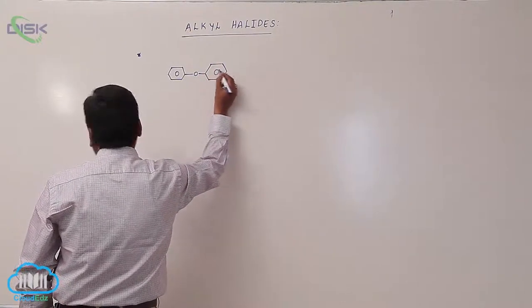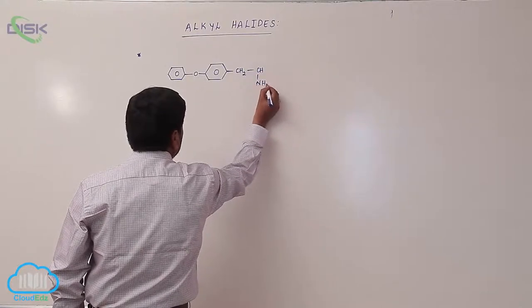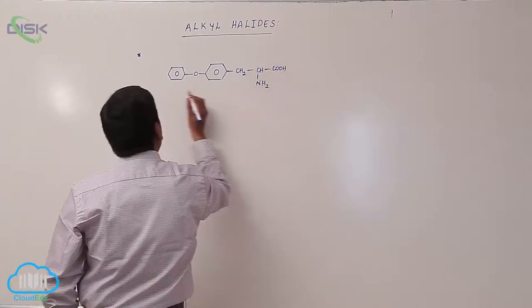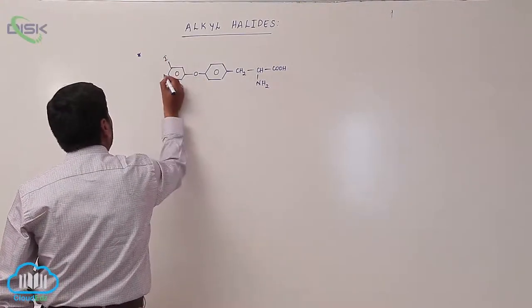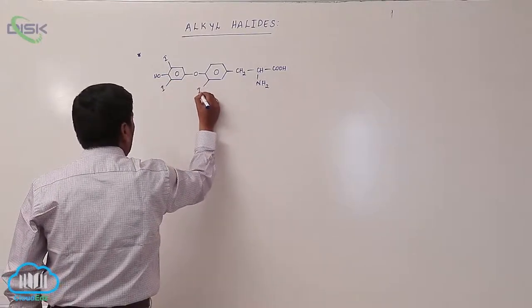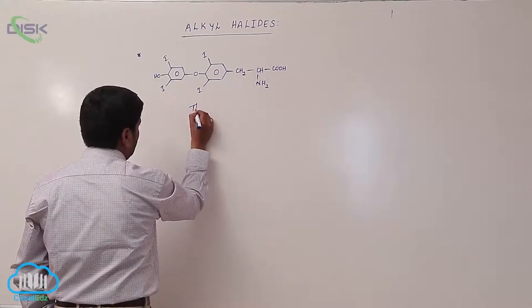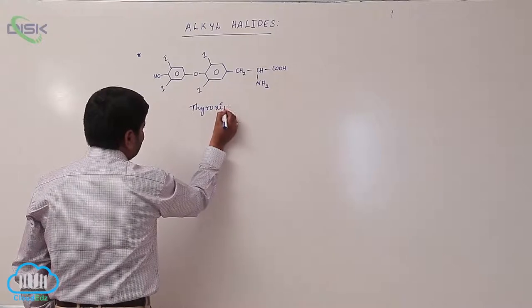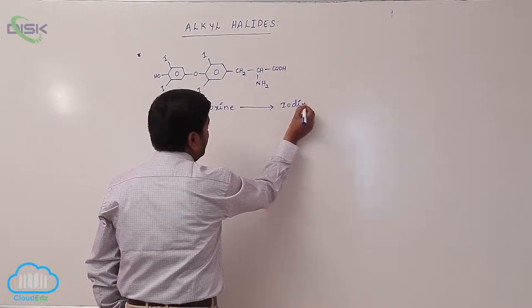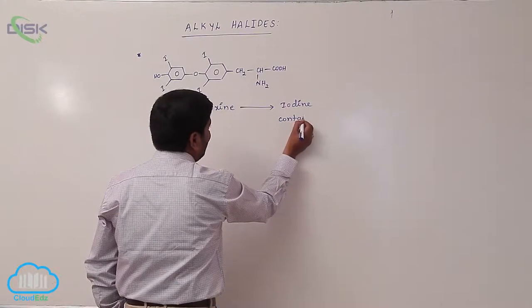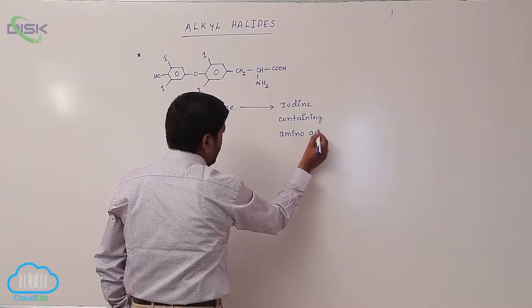This is an iodine containing CH2, CHNH2, COOH, OH, iodine, it is also iodine. This is OH, iodine, it is also iodine. So the name of this particular compound is thyroxine. So it is an iodine containing amino acid.